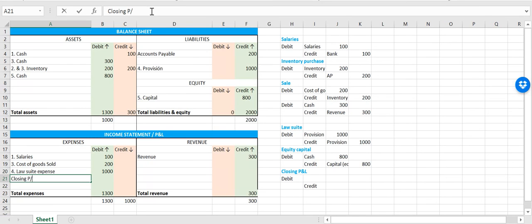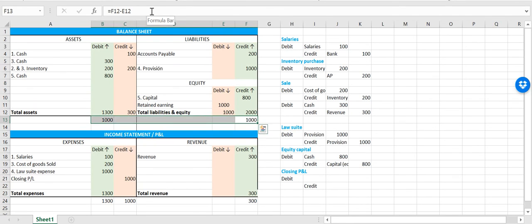Which we are gonna do this way. Closing P&L, I'm gonna call it 1,000, and this is gonna end up in retained earnings, 1,000. Okay, so here we see first of all that the balance sheet is balanced, and we see that retained earnings is where every year's P&L accumulates. So if you had losses, retained earnings goes down, which happened in this case through a debit entry. If you have a profit, retained earnings goes up.